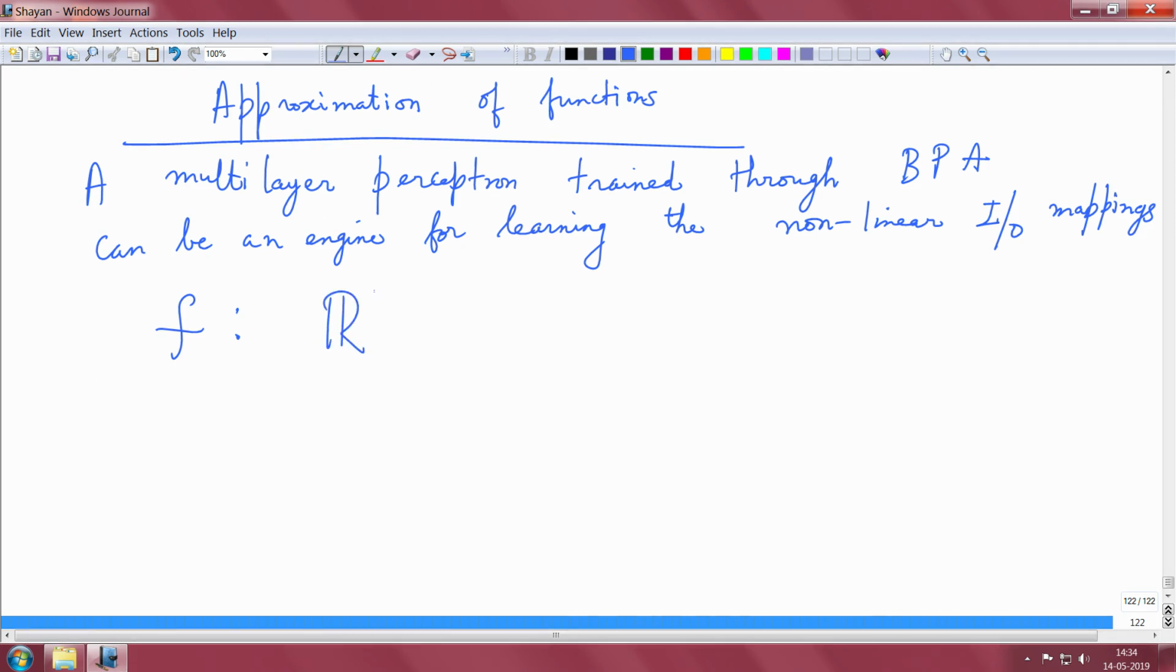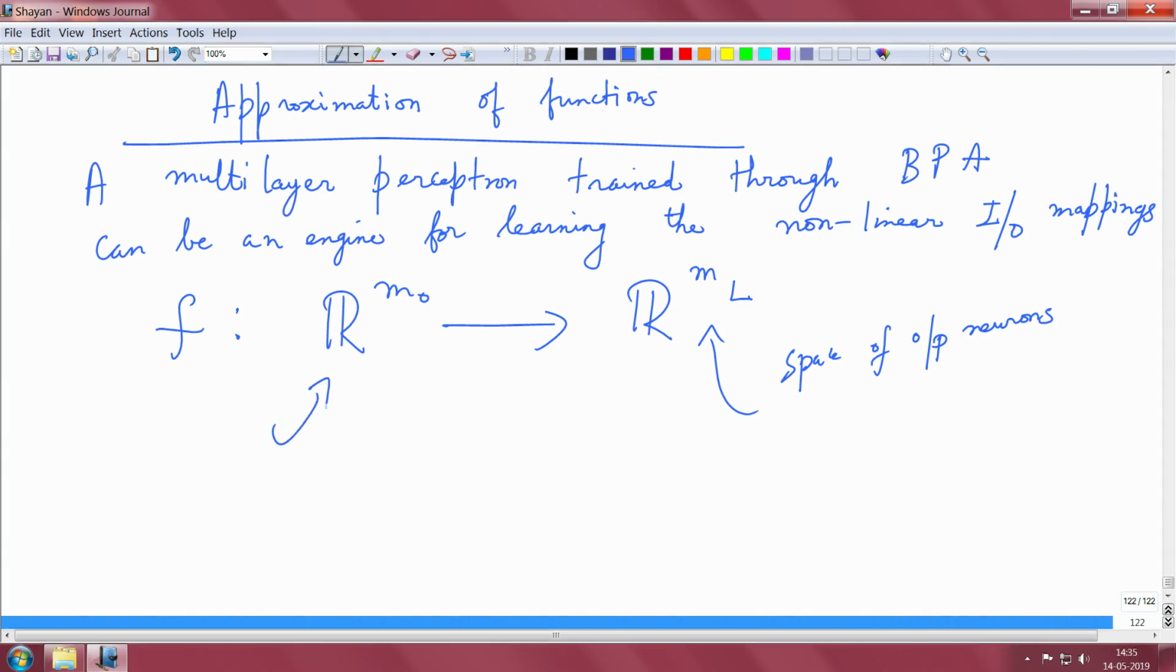if I have inputs in R m naught, then I can think of a mapping from R m naught to R m suffix L. This is the space of output neurons. And this relationship is basically a mapping from two different Euclidean spaces.